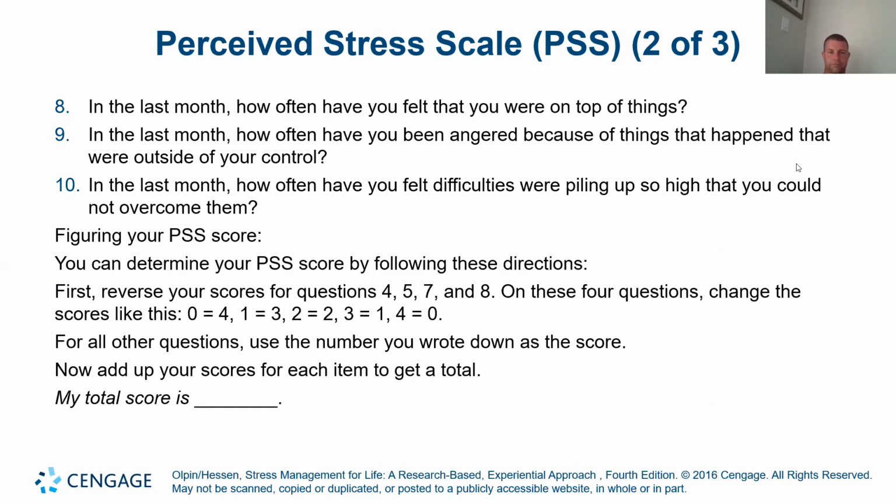So again, when you score this one, it says remember to reverse score for 4, 5, 7, 8, because those are the positives, right? So if you had a 0, the 0 is a 4. If you had a 4, the 4 is a 0, so to speak, right? So again, why would you do that? Well, you want to ask positive questions, right?